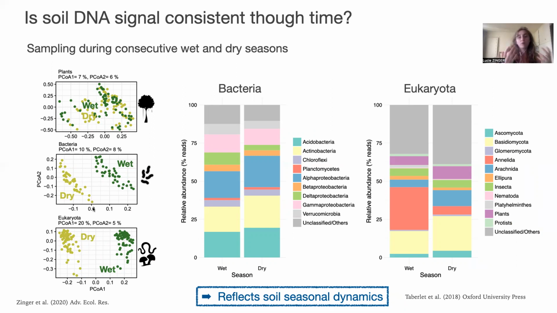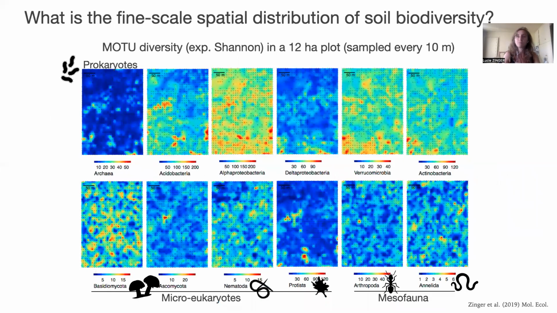And these changes were already visible at a broad taxonomic resolution. We observed, for example, a decrease in Delta Proteobacteria and also in Annelise abundance in the soils of the dry season. That makes perfect sense because we know these big clades to be very sensitive to soil drought, basically. So this analysis suggests that the dynamics we observe with soil DNA reflect biological dynamics in the soil.